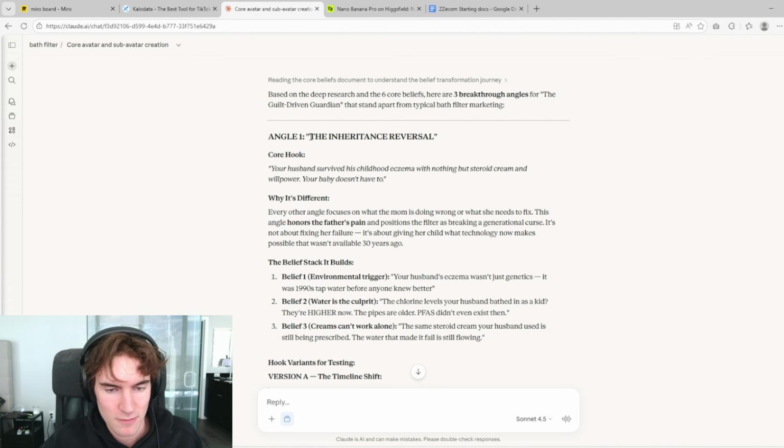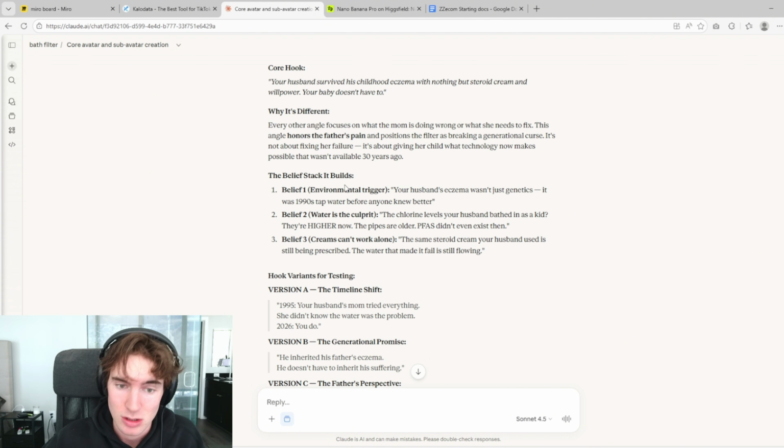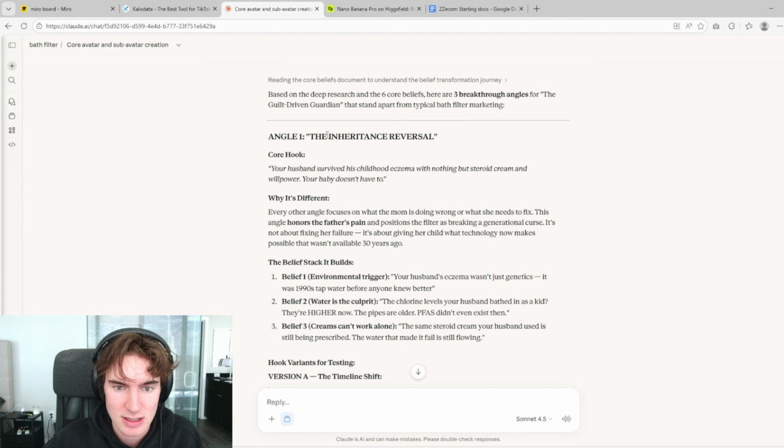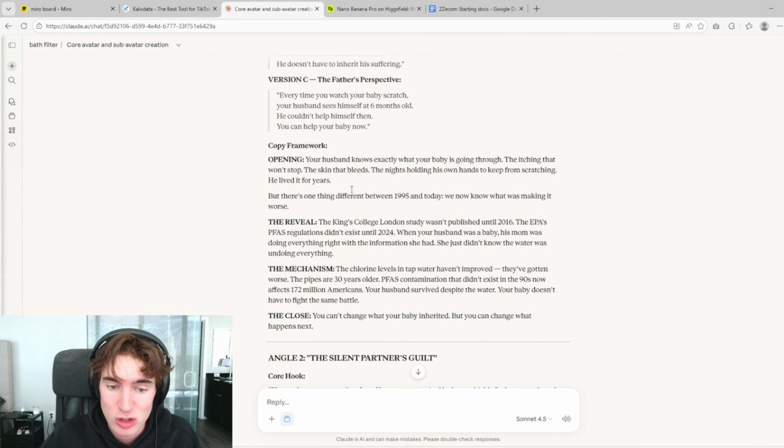All right, now Claude is cooking for us and giving us some different angles that we can test. The inheritance reversal. The premise is: your husband survived his childhood eczema with nothing but steroid cream and willpower. Your baby doesn't have to. That one is actually pretty good. I like this because I don't feel like a lot of people are really talking about it being from the husband, and that's the reason why your baby has eczema. Don't make your baby suffer the same way your husband had to when he was growing up.